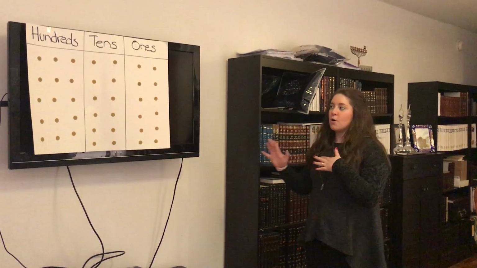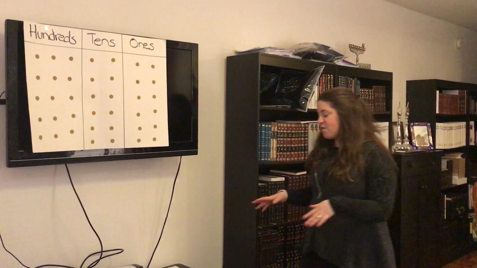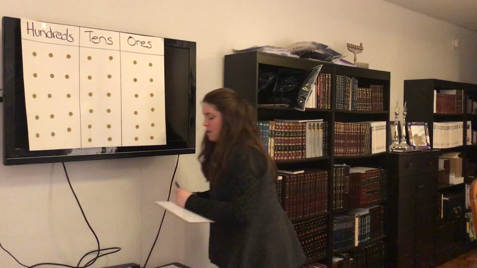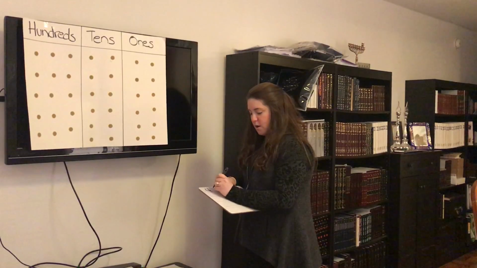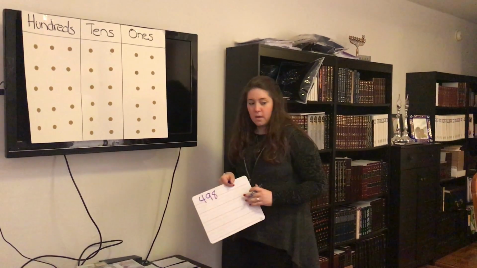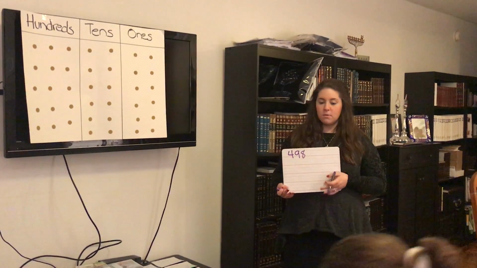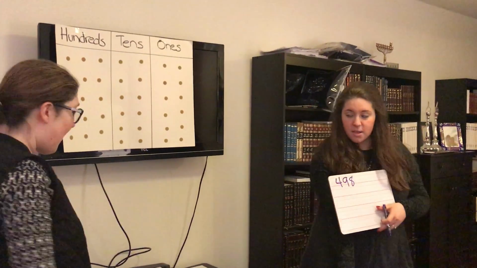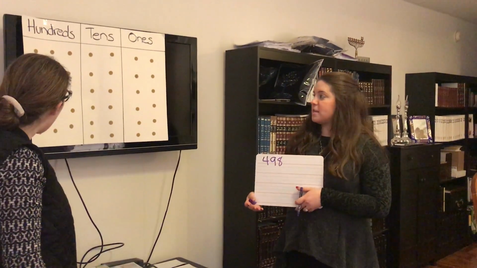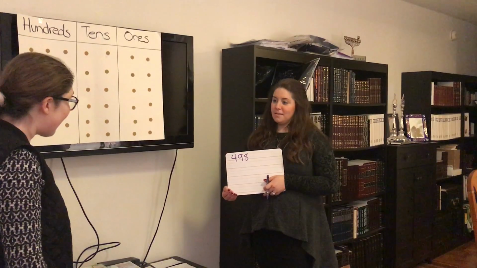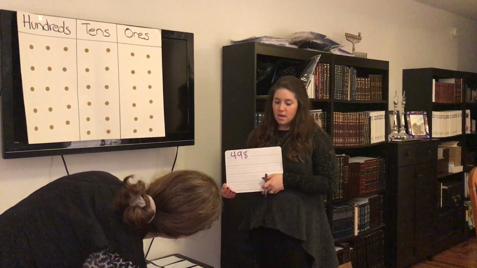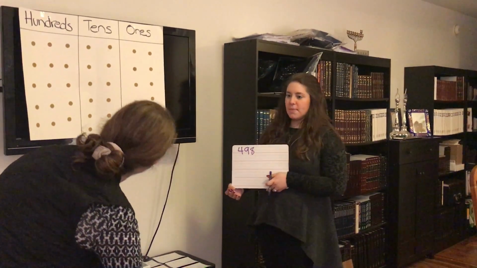Think about where you're going to put everything. You have 498. I'm going to write that for you. The number that you're starting with is 498. There it is. What would we do? You have your hundreds, your tens, and your ones. Put it on the board as you think it goes. Go for it. Tell me why you're doing it as you do it.